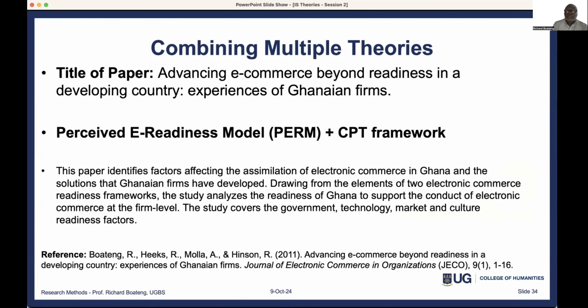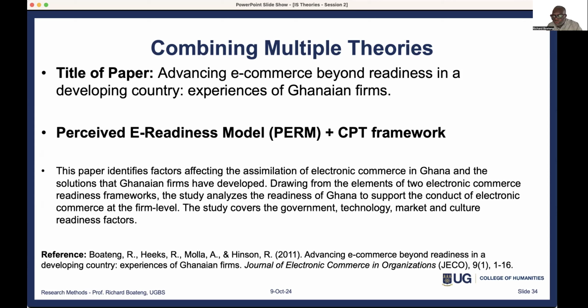Okay. So in advancing e-commerce beyond readiness, I looked at what we call the four dimensions of e-readiness in Ghana: government, technological, market, and culture. Now, these are very common factors. So somebody said, why do you even have to use a theory? But these ones were actually linked to a certain theoretical concept I've been reading.